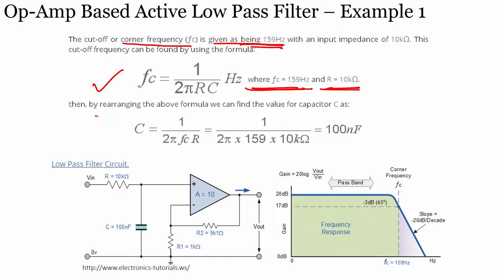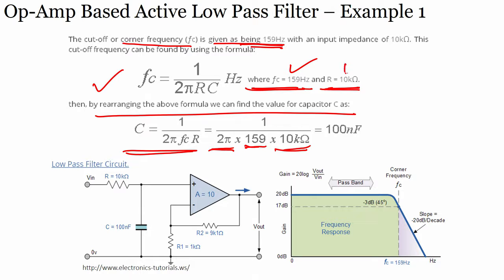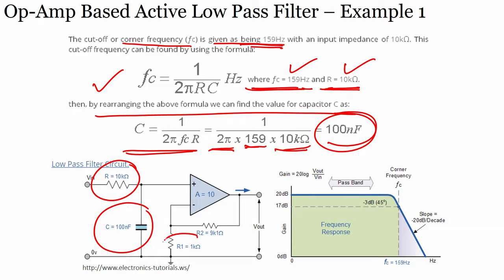Again, if we rearrange, we get C equals 1 upon 2 pi Fc R. If I put in the values, 2 pi, Fc is 159, R is 10 kilo ohm, I get a value of C as 100 nanofarad. That means I can now design this circuit with R equals 10 kilo ohm, C equals 100 nanofarad, R1 equals 1 kilo ohm, R2 equals 9k 1 ohm. Why? Find it out, 9k 1 ohm, and we have to understand what V out is.